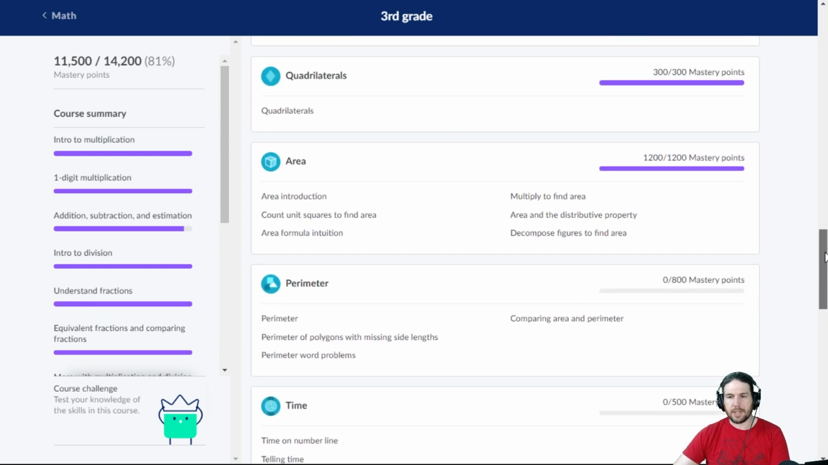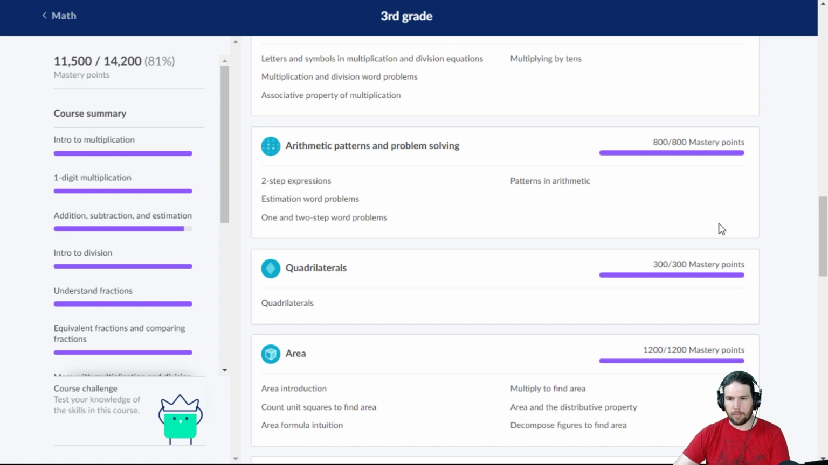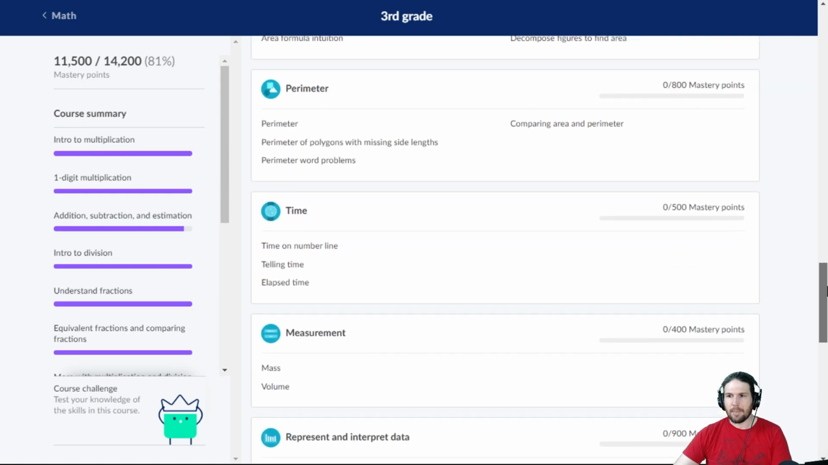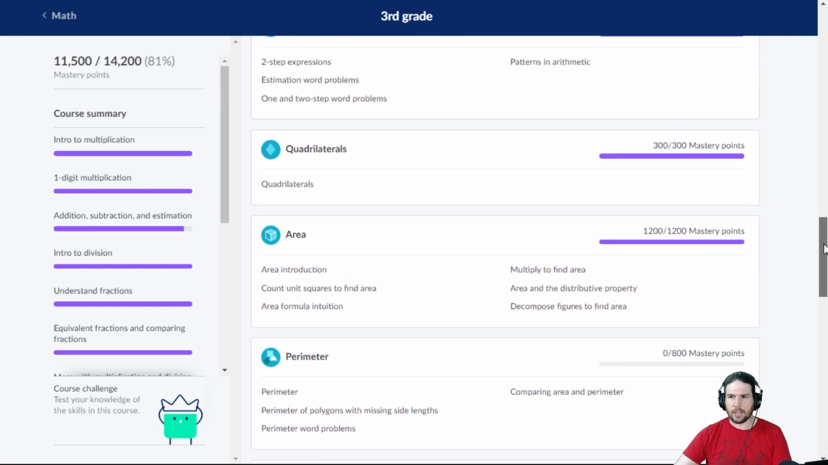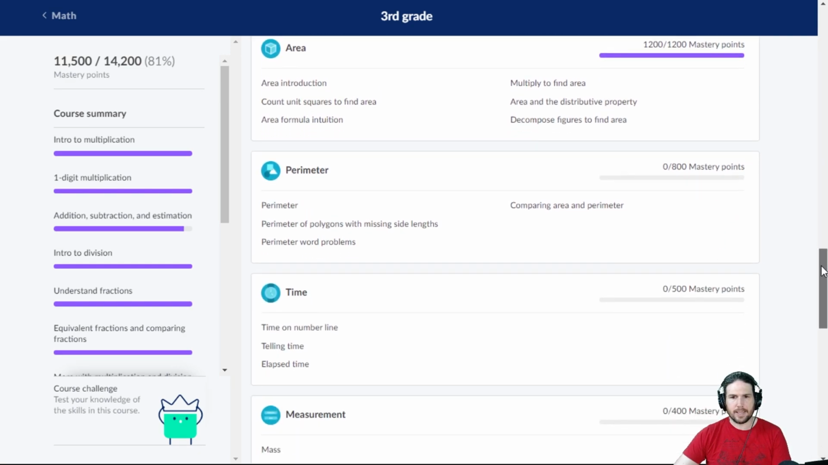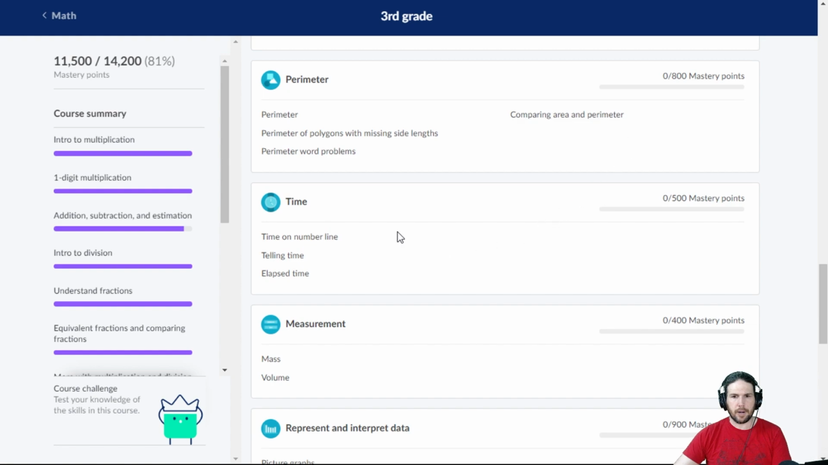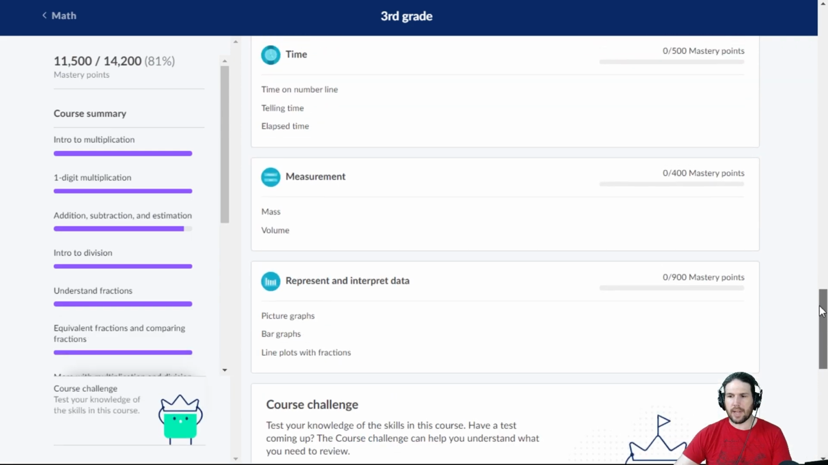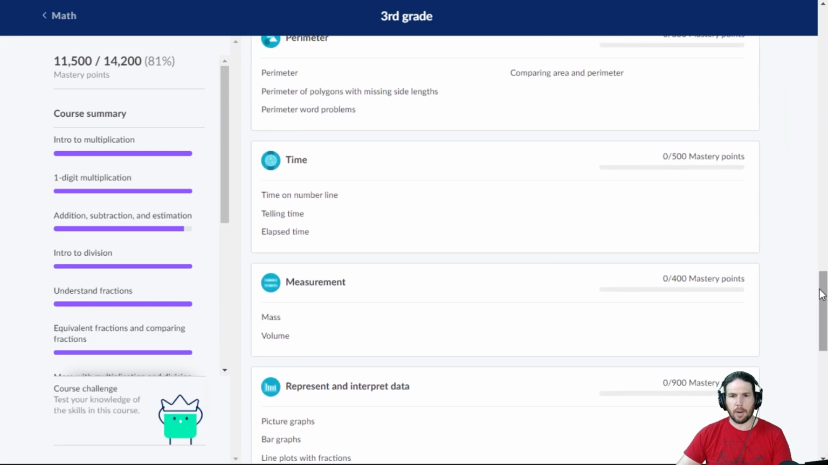We did 14% of the mastery points today. There are 19% left. Yeah, I think we're going to go ahead and call that a night. And we'll start with perimeter, and then time, and then measurement, and then more data, representation, and then we'll do the course challenge. That should all be next week on Math Monday.